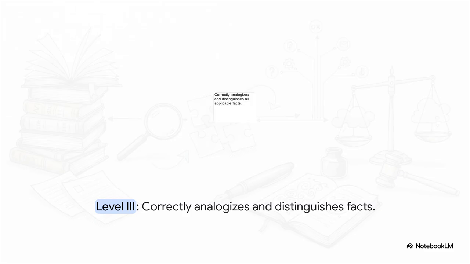To hit a level 3 on your academic grading rubrics, you must perfectly execute these exact mechanics, correctly analogizing and distinguishing all applicable facts while providing a full explanation of the precedent court's reasoning. This isn't just theory. This is exactly how your legal analysis is being evaluated.